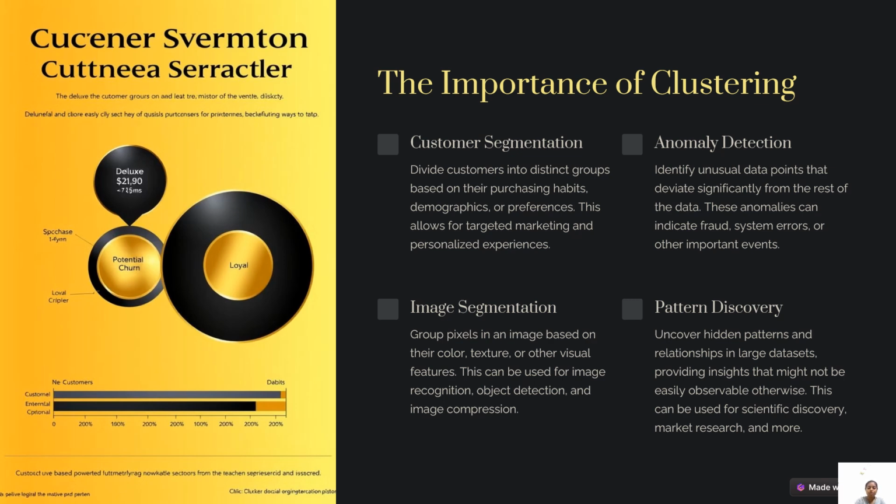Image segmentation: group pixels in an image based on their color, texture, or other visual features. So this can be used for image recognition, object detection, and image compression. Pattern discovery: uncover hidden patterns and relationships in large data sets, providing insights that might not be easily observable otherwise. This can be used for scientific discovery, market research, and more.